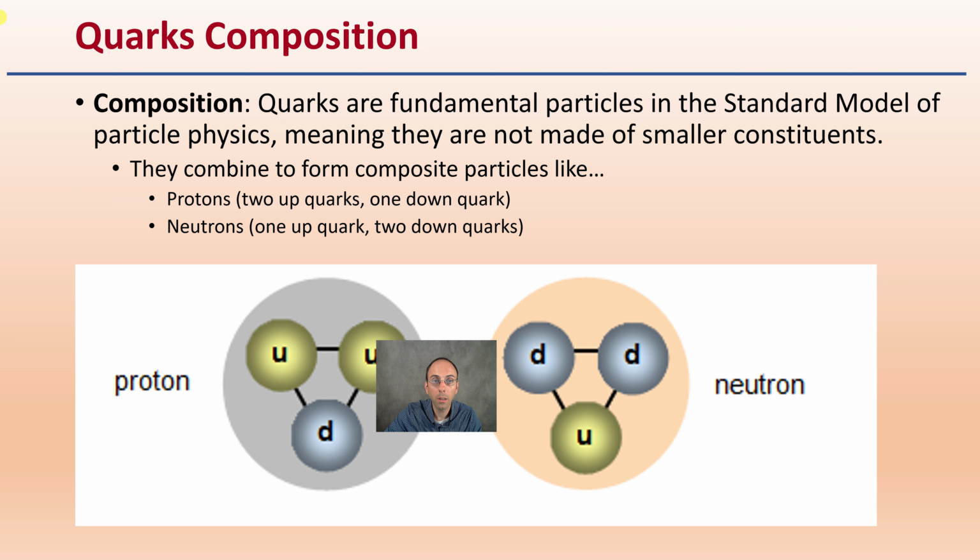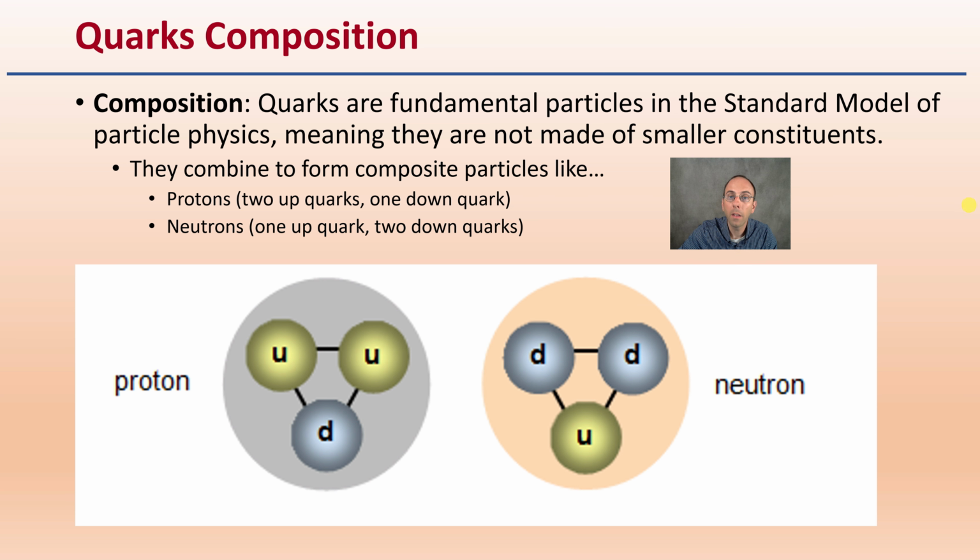The composition here: they're fundamental particles of the standard model of particle physics, meaning they are not made of smaller constituents. They combine to form composite particles like protons and neutrons. We see here another look at the proton having 2 up quarks and 1 down, or the neutron having 2 down quarks and 1 up quark.